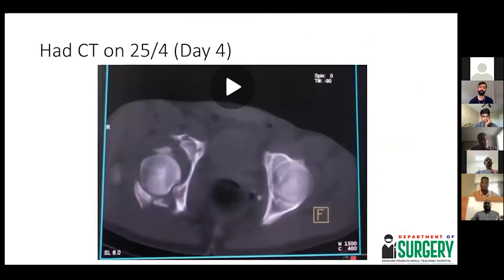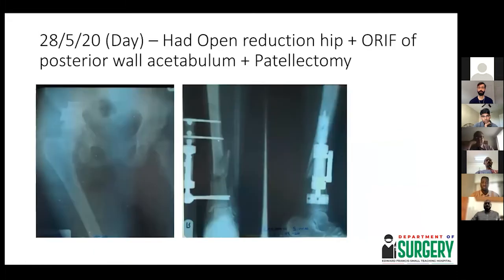He had a CT scan in the days where we had working CT, which showed that even with the traction on, or after reduction, this was the position of his hip. We did suspect that the traction was removed to have the CT scan done, but still there's some displacement, and a posterior wall fracture. So this was done on day 4. He was then handed over to me.